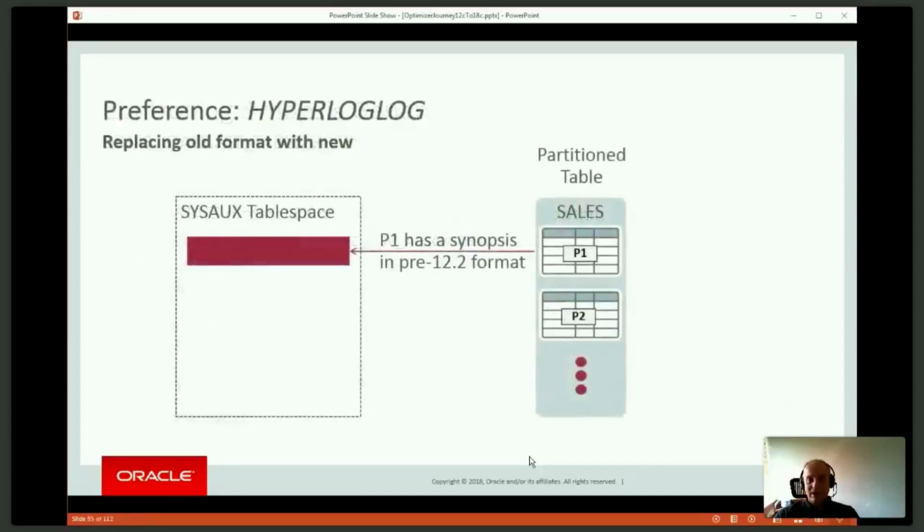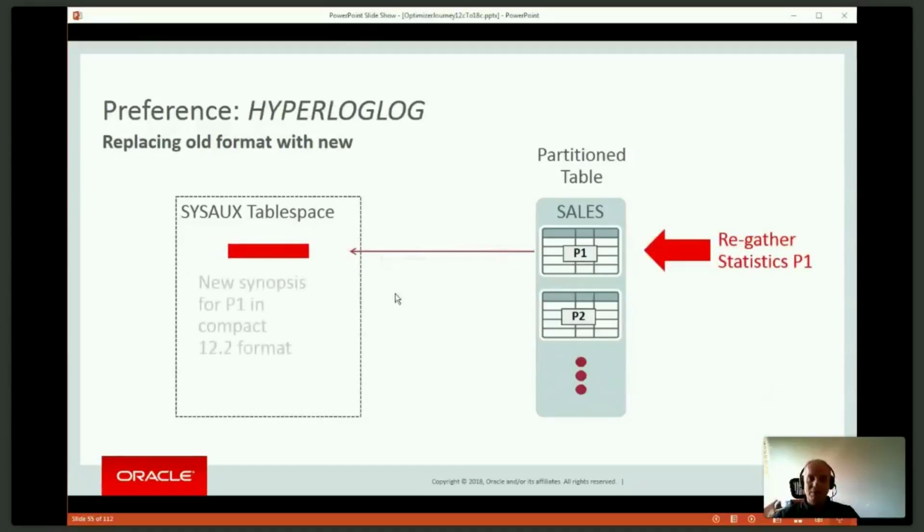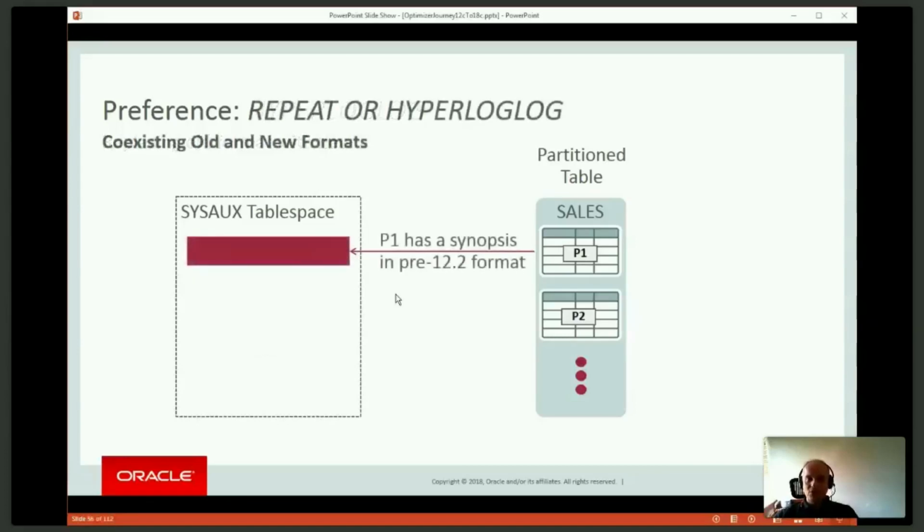So let's say you've upgraded from 12c release 1 to 12c release 2. You'll have the synopses, if you like, in the old format, the pre-12.2 format. If you gather statistics and your preference is set to HyperLogLog, you can immediately replace those synopses with a new, more compact format. So in fact, this is something to consider. If you're using incremental statistics in 12c release 1 and you're upgrading to 12c release 2, then you want to consider when is the best time to recreate your synopses. In fact, you're not forced to do that.